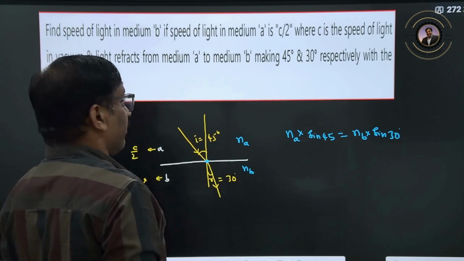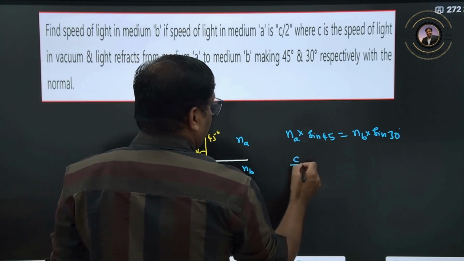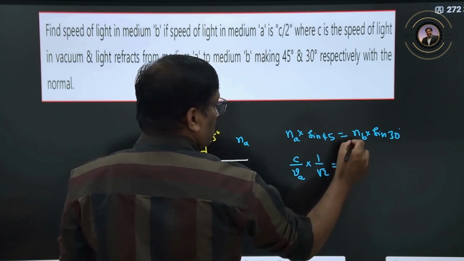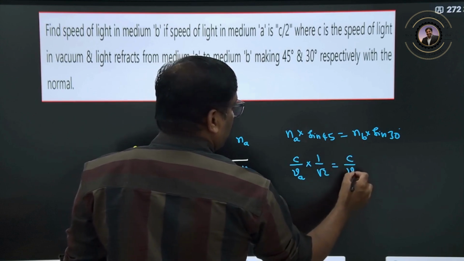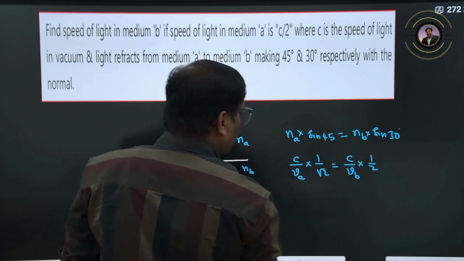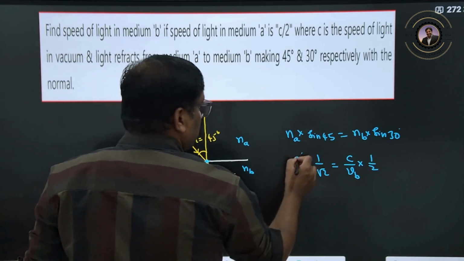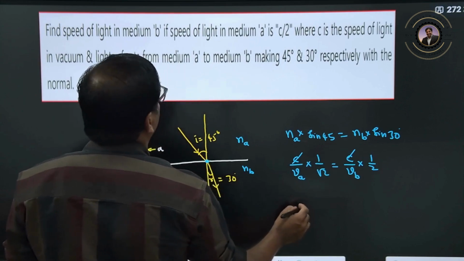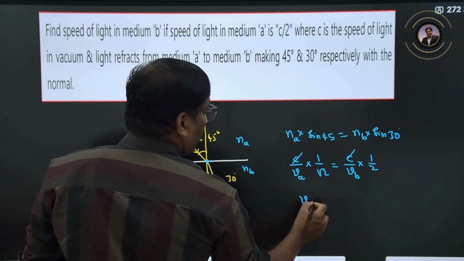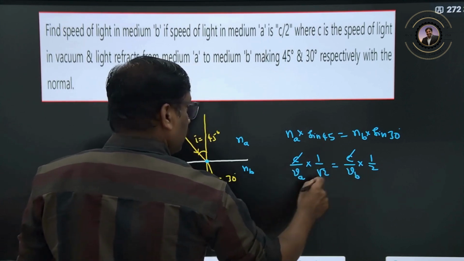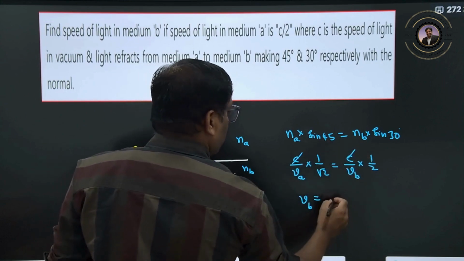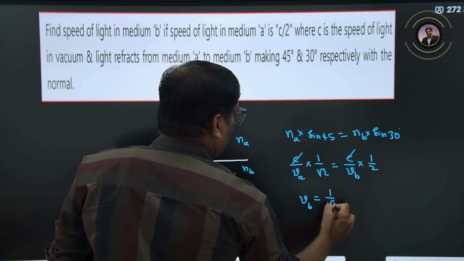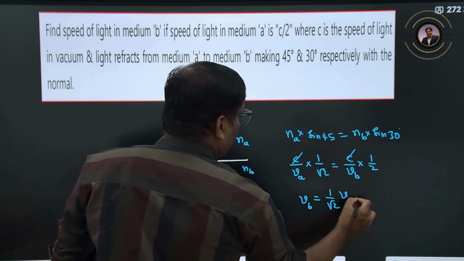So the refractive index of A is nothing but the speed of the light in air divided by the speed of the light in A, into sin 45, which is 1 by root 2. Therefore, the speed of the light in air by the speed of the light in B is nothing but 1 by 2. Clear? So this c cancels here. Therefore, the speed of the light in medium B is equal to, taking this here, 1 by root 2, root 2 by 2 means 1 by root 2 into the speed of the light in A.